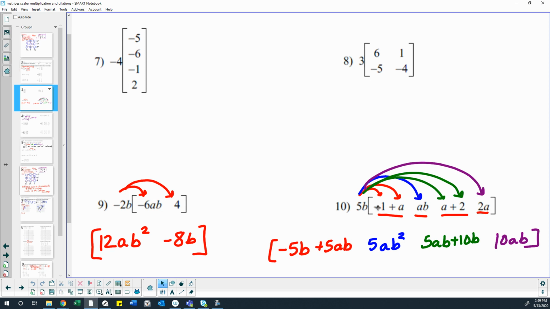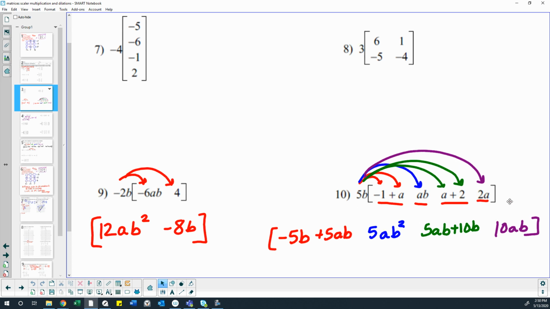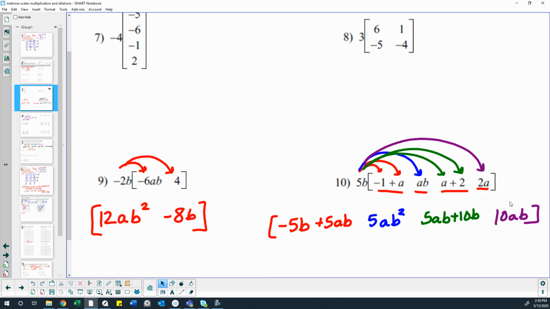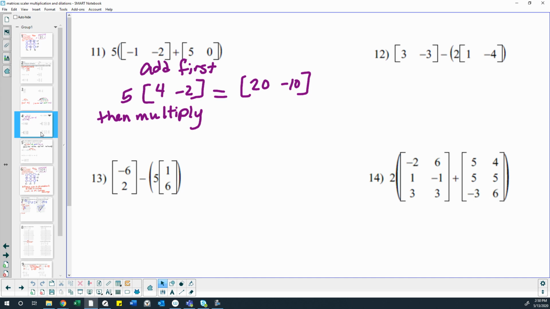Here's another one that's very similar to that, where we're distributing 5b through each of these 4 elements. So 5b times negative 1 is negative 5b. 5b times a is 5ab. 5b times ab is 5ab squared. 5b times a is 5ab. 5b times 2 is 10b. And 5b times 2a is 5 times 2, which is 10, and then we have our a times b. So it's just working with expressions just like they're numbers, because they're just numbers in disguise since we don't know the values of the variables.